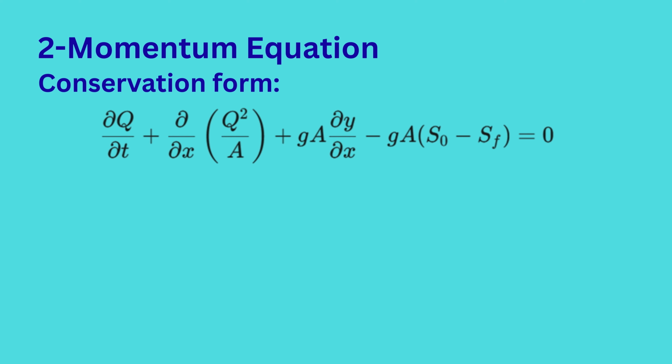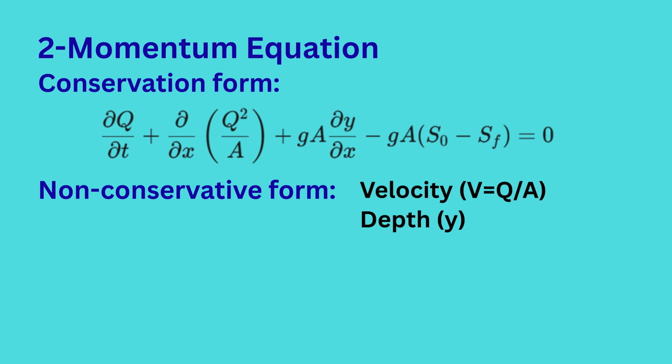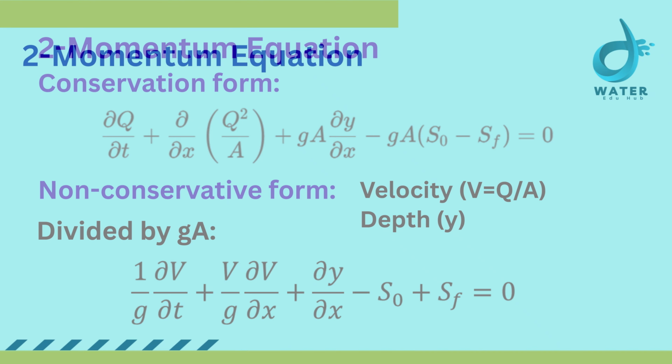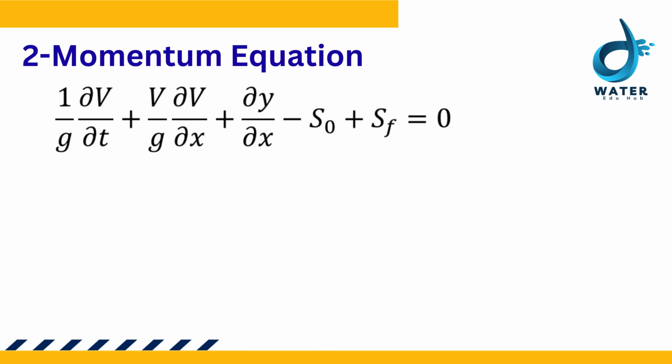For analysis, it is often more instructive to use the non-conservative form expressed in terms of velocity and depth. Dividing by gA, this equation yields this. Now let's explore each term of this equation.